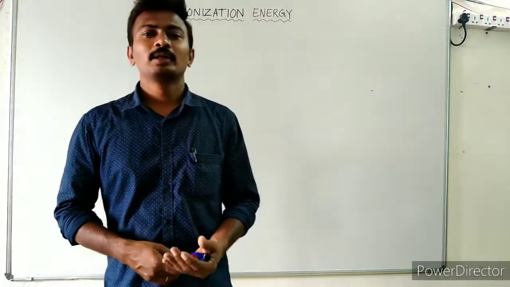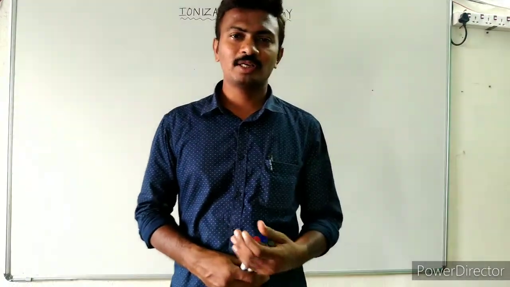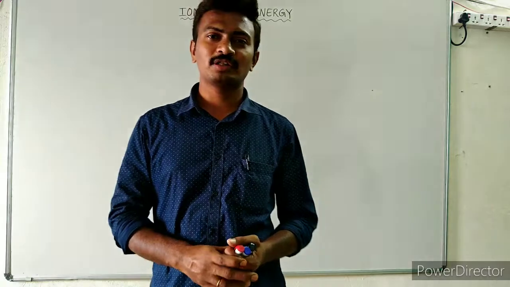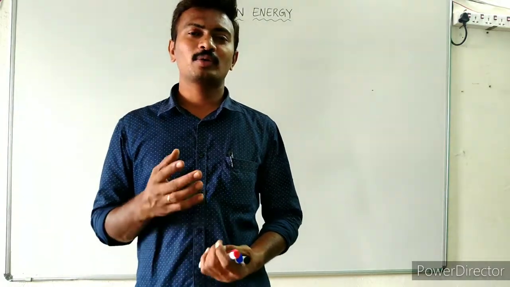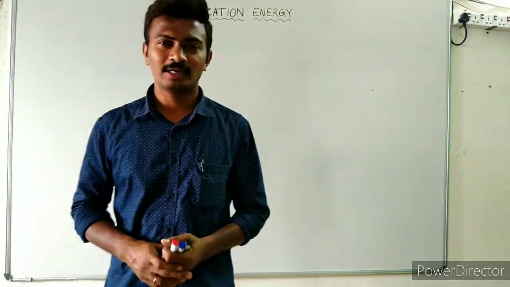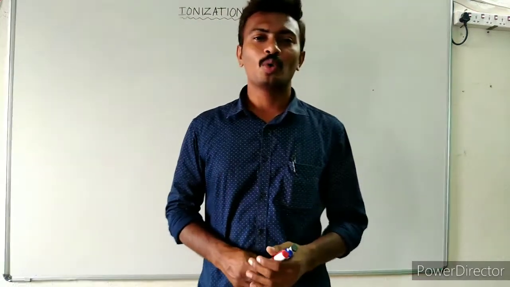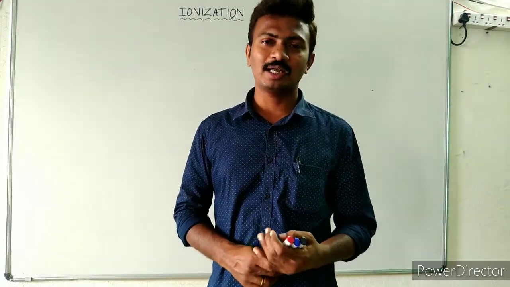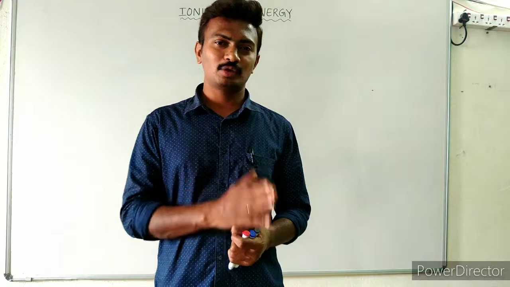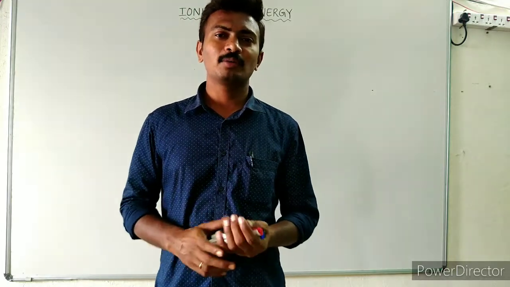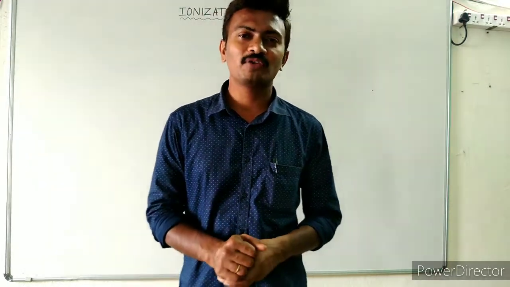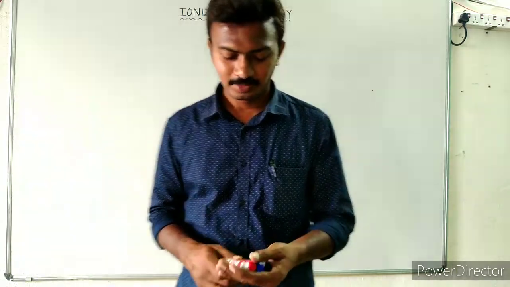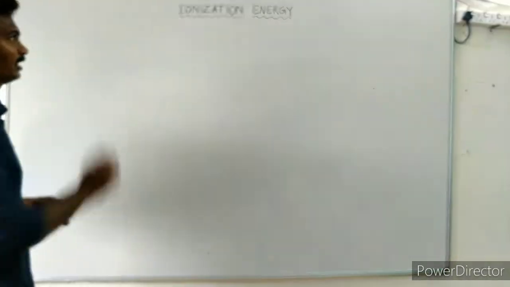Hello everyone. In our previous videos, we have seen atomic radius and valence, and how they vary in the groups and periods. Now, in this video, we are going to see what ionization energy is, how it varies in the groups and in the periods, and also what factors affect ionization energy.